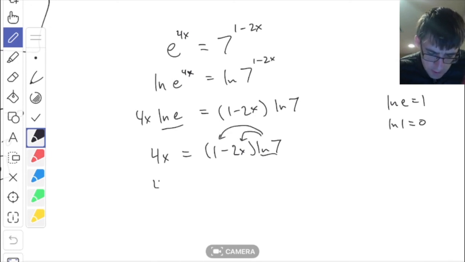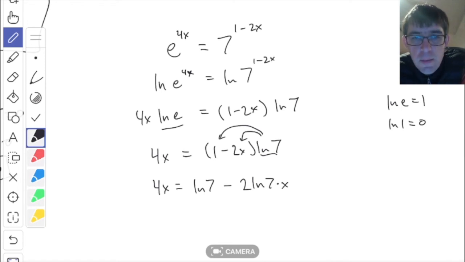What do I get? 4x on the left. On the right, ln 7 minus 2 ln 7 times x. All right? I multiplied both of those things by ln of 7. Okay? That x there is not inside the log. It's just the log of 7 and then separately times x. You could use parentheses if you want to make it a little less ambiguous, although they aren't technically necessary. Okay, now can we isolate the x? I think now we can.